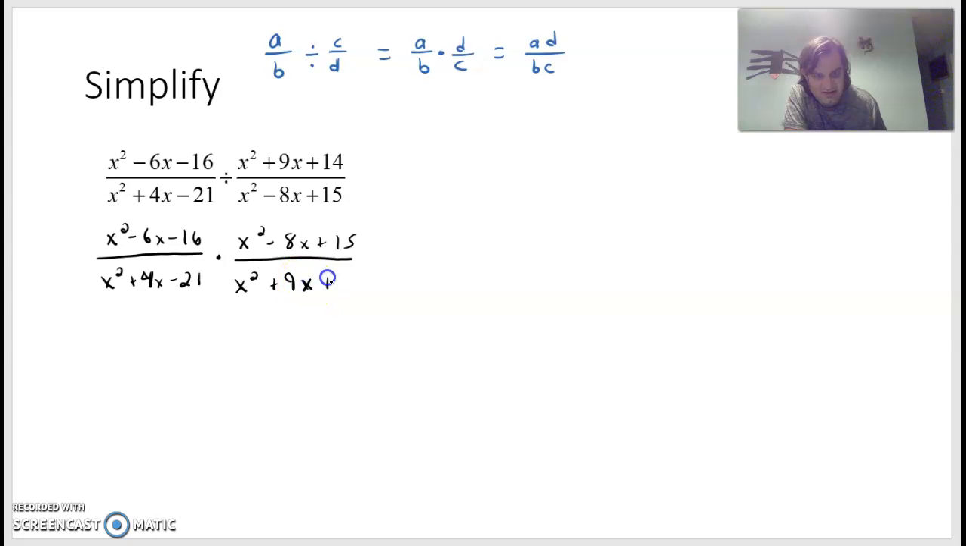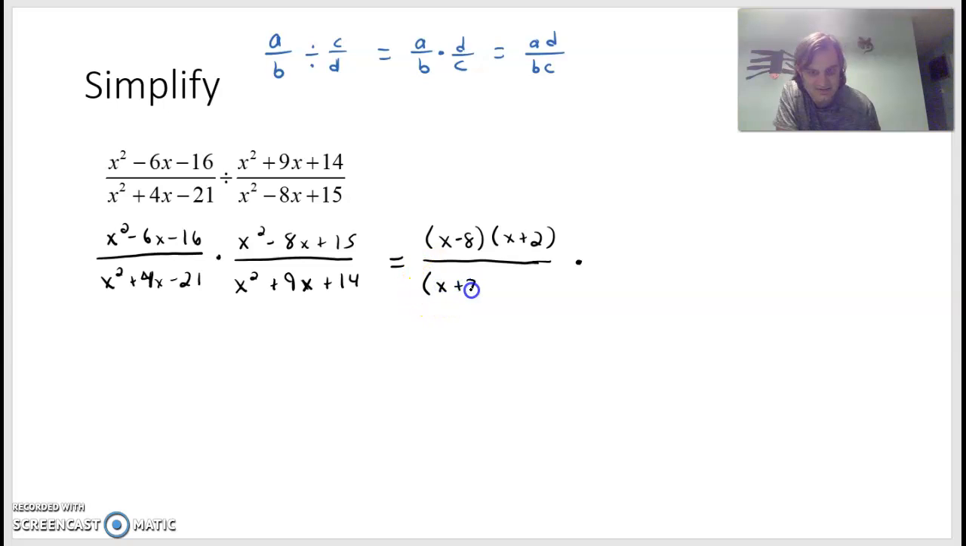So we've got to factor all of these to see if anything cancels out, and they're not hard to factor. Let's take them one by one. X squared minus 6x minus 16, I believe that's x minus 8 times x plus 2. You can factor these the long way, but to save time I'm going to do it the short way in my head. That denominator, x squared plus 4x minus 21, looks like x plus 7 times x minus 3.